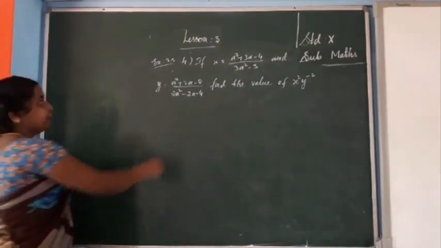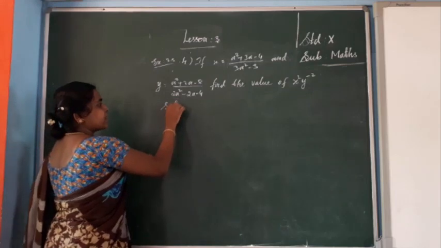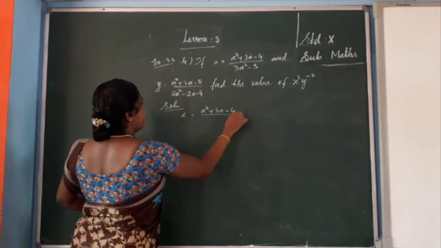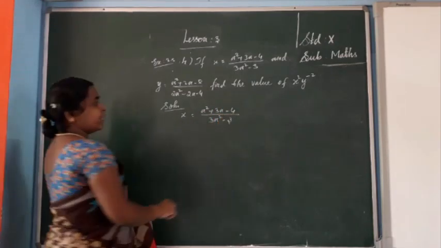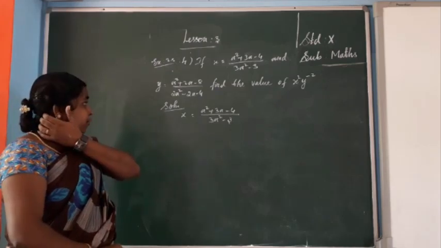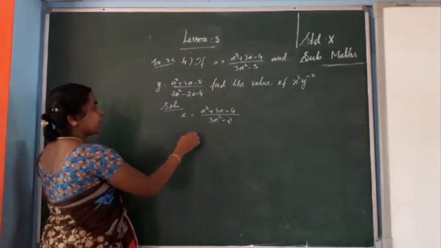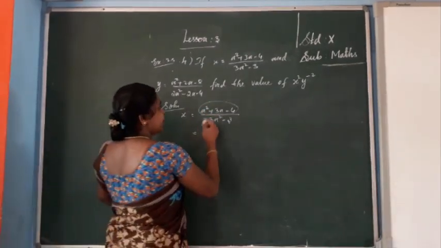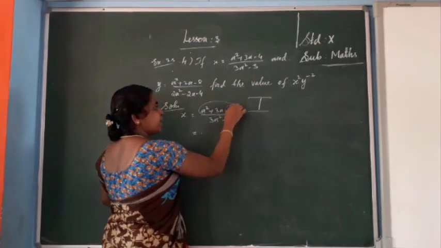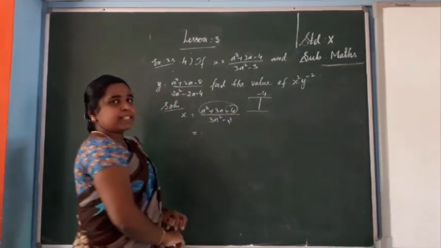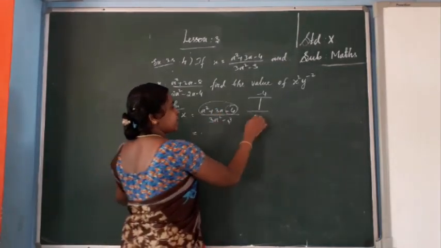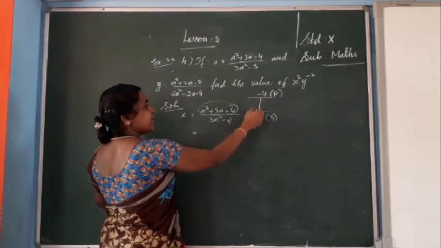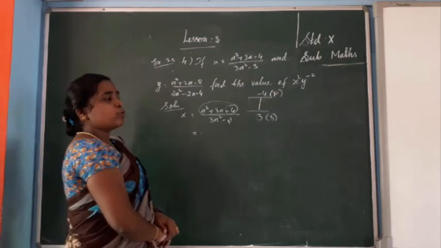Listen. First x is given, isn't it? So you write the x value. x equals a square plus 3a minus 4 by 3a square minus 3. This is a quadratic expression, so you can factorize. You know the factor method. The product is minus 4 and the sum is 3. Since the product is negative, one number is negative.